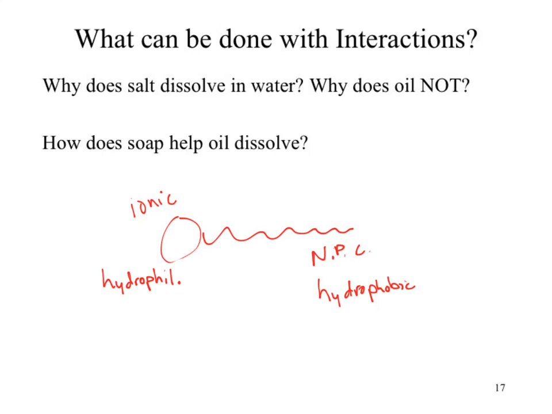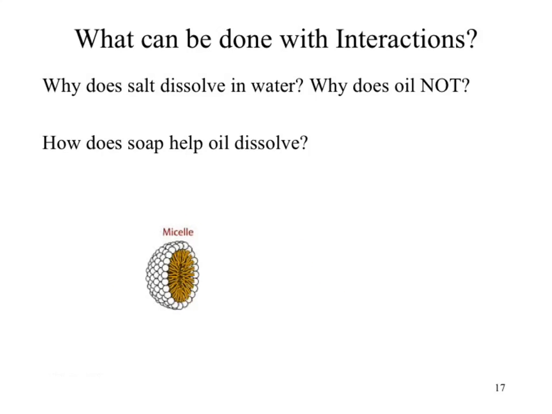Hydrophobic. So this single molecule, on its own, we have questionable solubility. It's difficult to figure out how it interacts. But if I now throw in a whole bunch of these, all of the hydrophobic ends can interact with each other, all of the hydrophilic ends can interact with each other, and eventually they turn into something that we refer to as a micelle. Why does that help grease and oils dissolve?